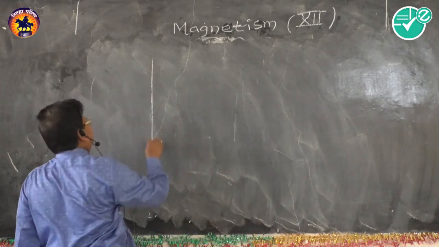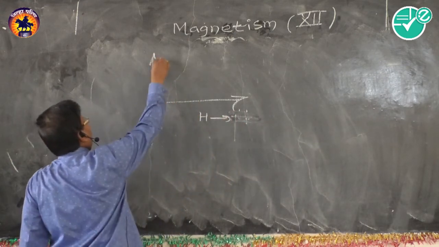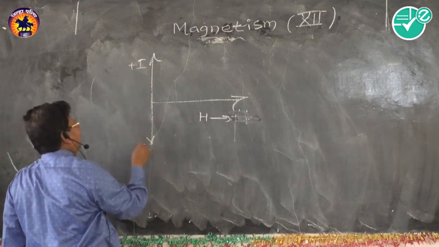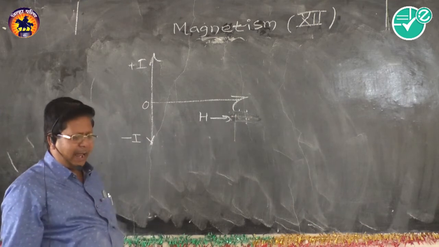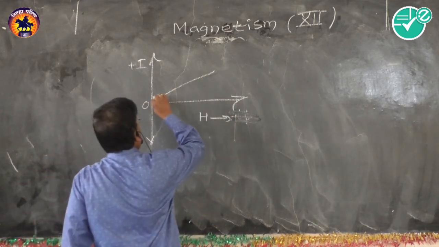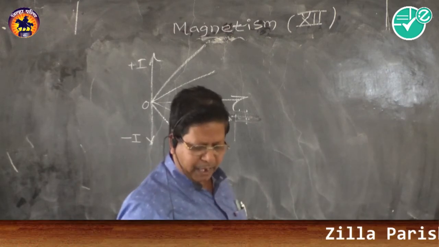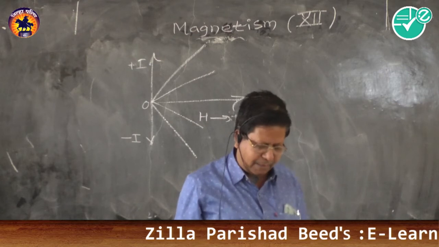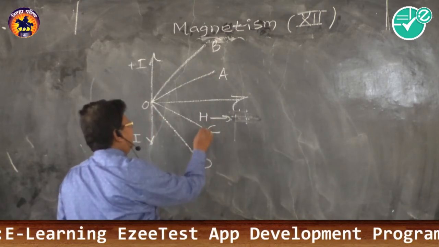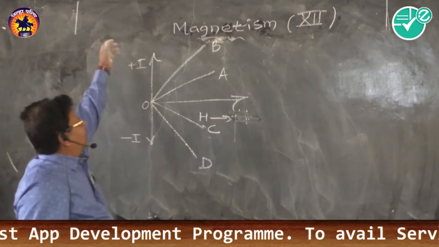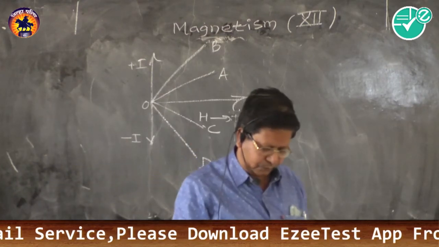Suppose the graph is like this: along the x-axis there is H, along the positive direction of the y-axis there is I, and also in the negative direction of the y-axis again I. This is the origin, and we have plotted a graph in which there are four straight lines, two in the upper part and two in the lower part, named A, B, C and D. So a graph is plotted between I and H for a diamagnetic substance.